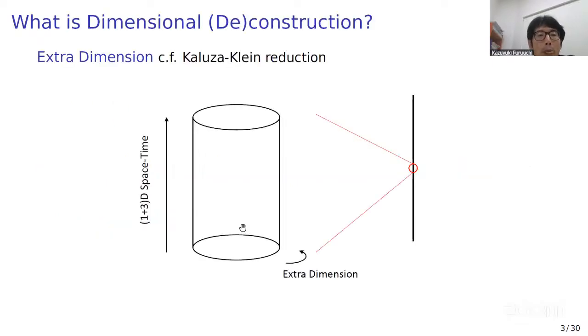Okay, so firstly, what is dimensional deconstruction? I think probably most of you are already familiar with extra dimensions and Kaluza-Klein reduction. Ideally, beside 1+3 dimensional space-time, there's a small, tiny extra dimension. But if your resolution is not good, you cannot see it, so it looks like 1+3 dimensions. But if you go to short distance or higher energy, then you begin to see the extra dimension.